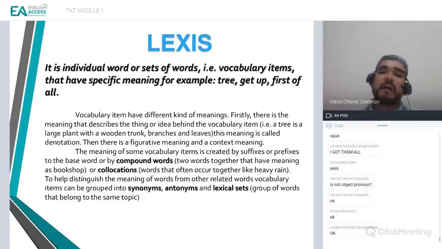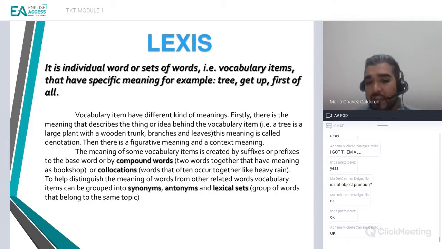A compound word is two words that are joined and have one definition. Like, for example, air conditioner. Air conditioner is two words together with only one definition. Blackboard, whiteboard, tablespoon. Two words together that have meaning, such as bookshop.